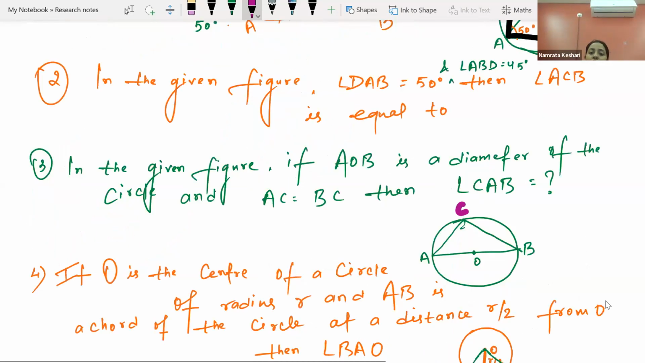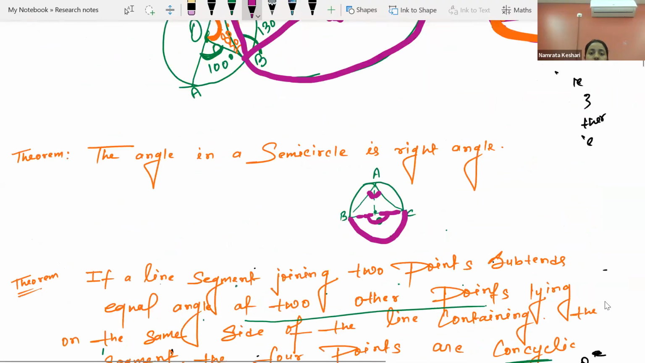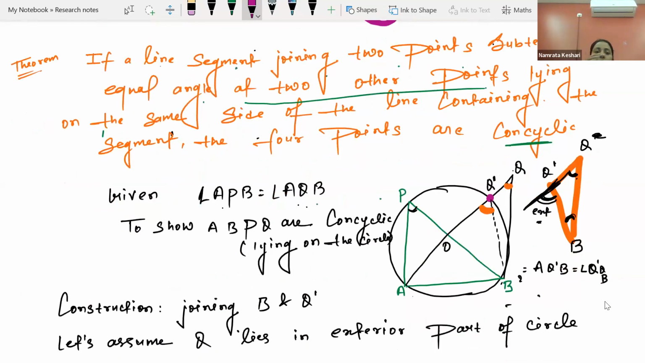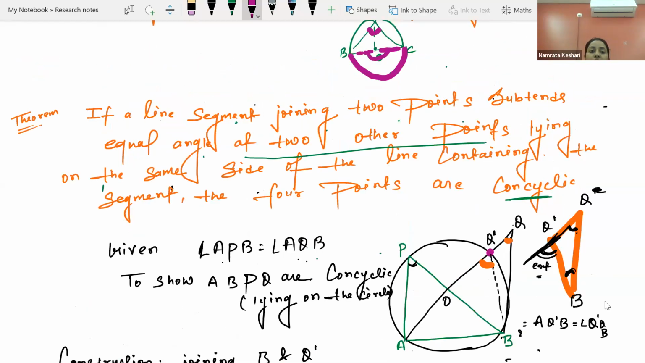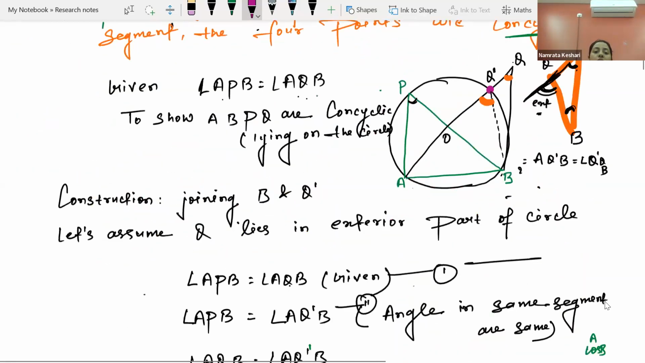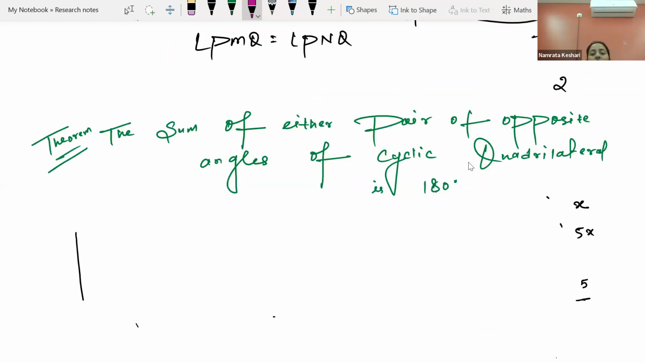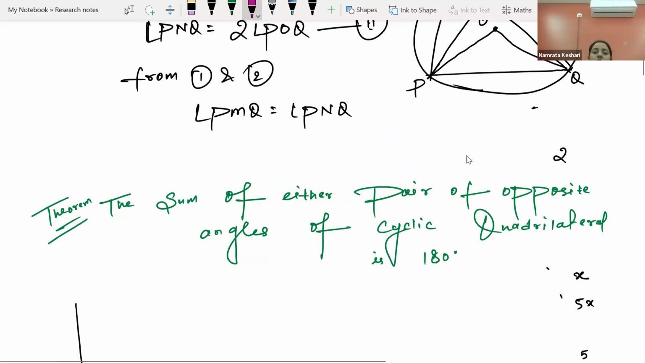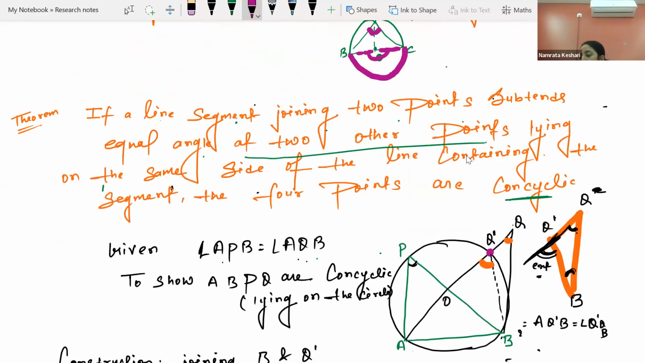Now the last theorem which I wanted to discuss today is this one, but it will take few minutes to explain you everything in detail. So I'll be explaining it in the next class. If a line segment joining 2 points obtains equal angle at two other points lying on the same side. First I'll be explaining the theorem, and then we can discuss the proof. This is the last theorem which you need to know. After that, one cyclic quadrilateral we are having, where proof you don't need to know, just the theorem. So this is the last theorem. I'll be taking it in the next class.